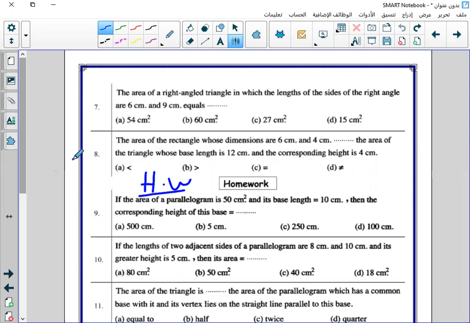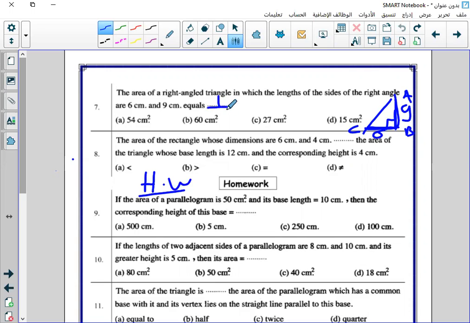We have a right angle triangle. For example, ABC is a right angle triangle, okay? And the lengths of the sides of the right angle are 6 and 9. Let CB be 6 and AB be 9. This is the height, perpendicular, and this is the base. CB equals 6 centimeter. Then the area equals what?